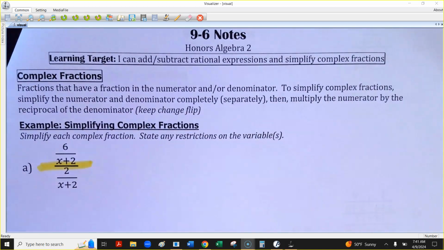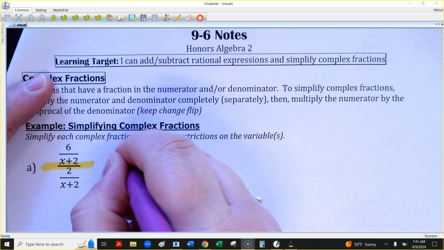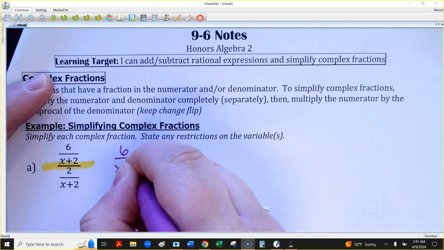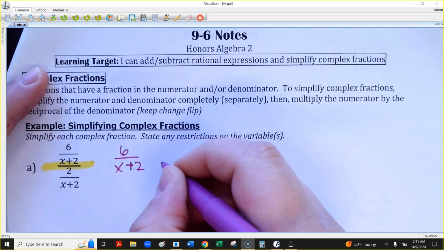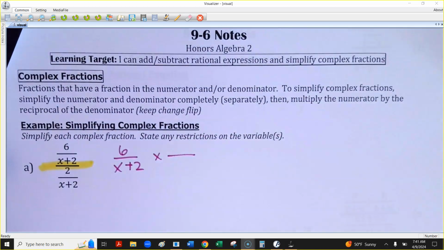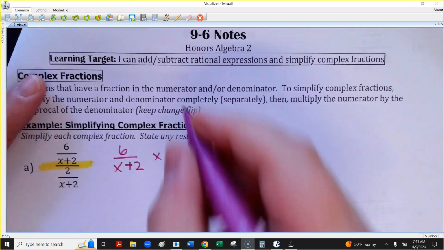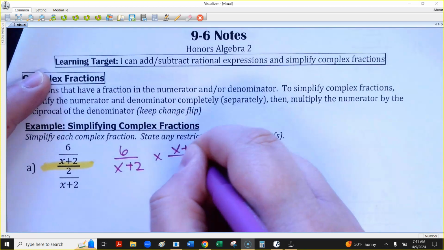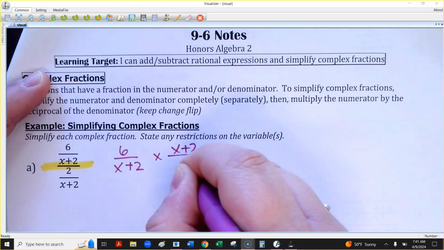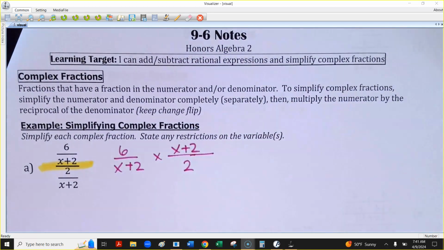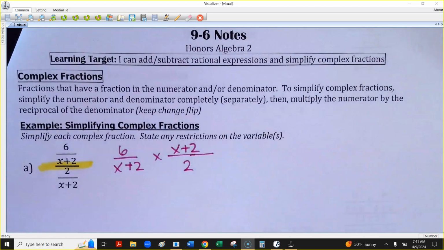So all I'm going to do to the top here, let me just keep the 6 and the x plus 2. I'm going to change that division to multiplication, and what I'm dividing by is the same as multiplying by the reciprocal, so we're just going to flip it over. So then the x plus 2 would go to the top, and the 2 would go to the bottom. Now, we're just going to leave these, if we're not already, in factored form.